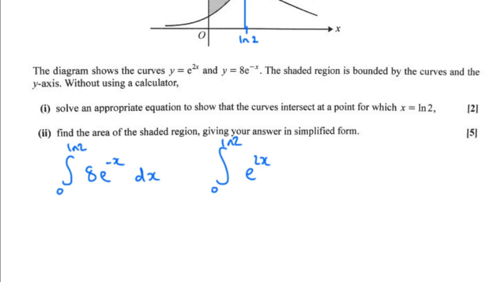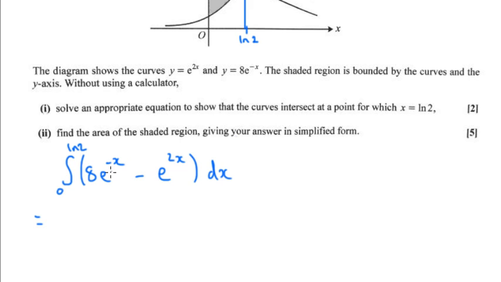Or what I prefer to do, because I think it's a little bit quicker, is to do the subtraction first and just input one set of limits. So in other words, have one big integral like this. And it just saves you having to put quite as many, well, it feels like it saves you having to put quite so many limits in.